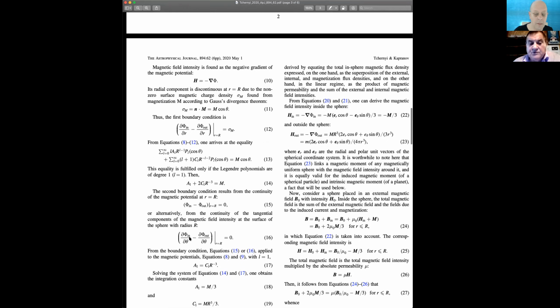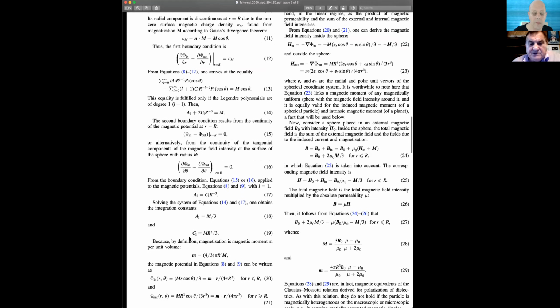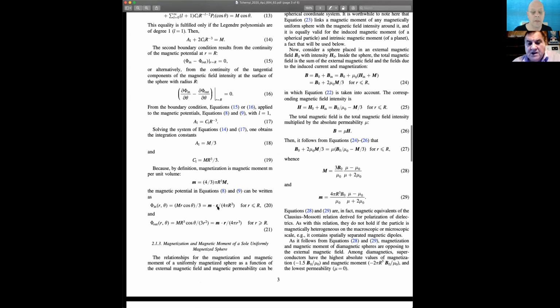Then in paragraph 2.1.3, which is the magnetization and magnetic moment of the uniformly magnetized sphere, we derived relationships for the magnetization and magnetic moment of the uniformly magnetized sphere as a function of the external magnetic field and magnetic permeability, and as a product of magnetic permeability and the sum of the external and internal magnetic field intensities. And we receive equations 28 and 29.